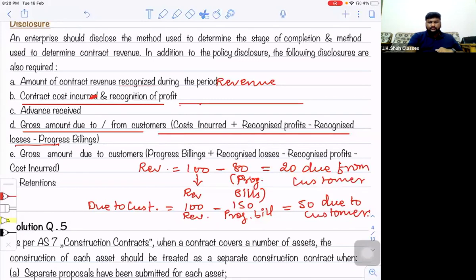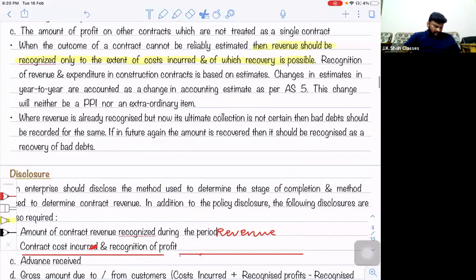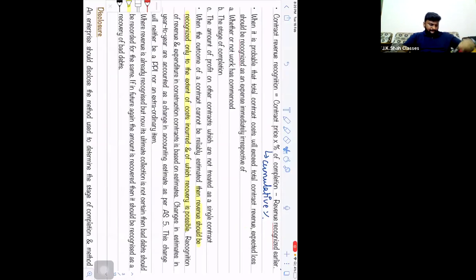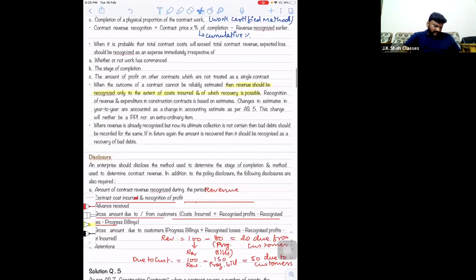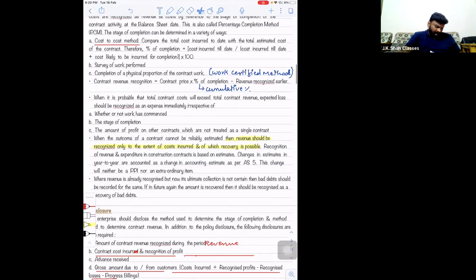Sir, good evening, sir. Good evening, madam. Sir, can you show the paragraph about disclosure? I'll take a screenshot. This one? Yes, sir. Thank you, sir. Done, sir.